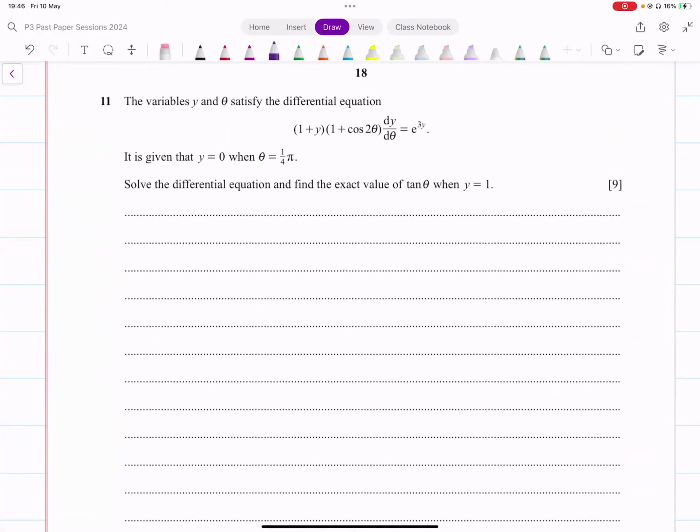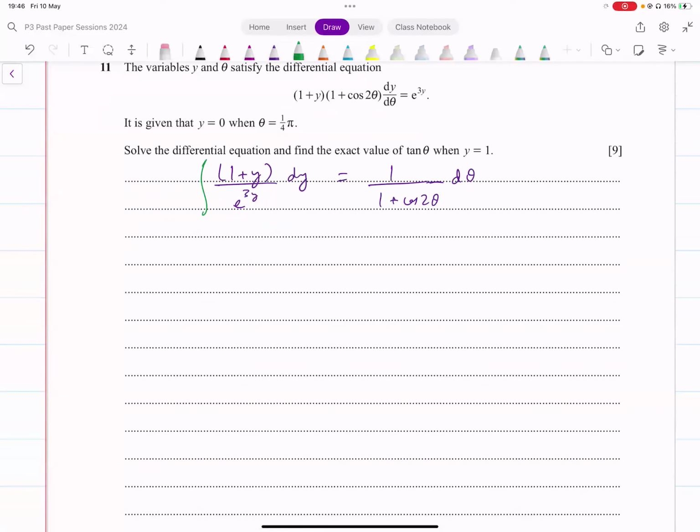First of all, we need to separate the variables. How do we separate the variables? We need theta terms on the right side, y on the left. So it can be written as 1 plus y on the left side as it is. Bring this thing to the left. It becomes e raised to the power minus 3y. So e raised to the power 3y dy, take theta terms to the right side. And that will give you 1 over 1 plus cos 2 theta, d theta. Variables are separated, right? Now we need to integrate both sides.